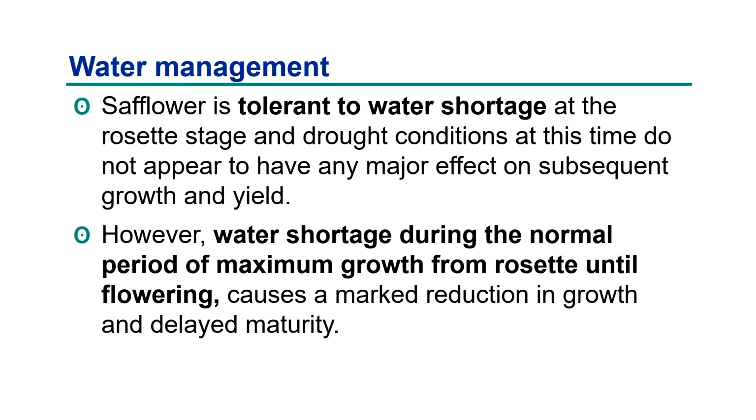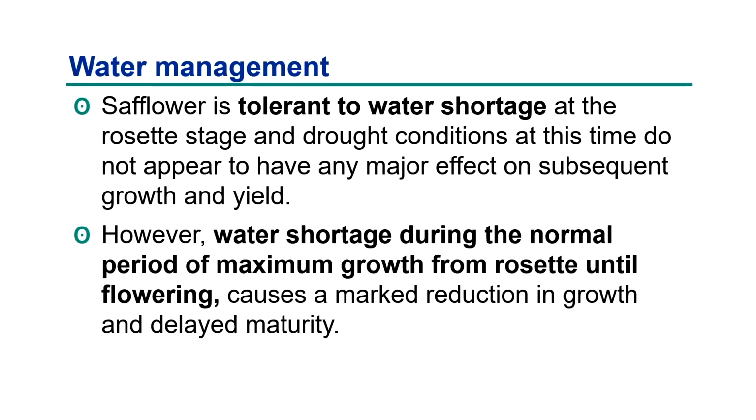Now after nutrient management, let us discuss the water management. As many of you could understand very well that safflower is mainly grown as a rain-fed crop, but it has also been found that supplemental irrigation can also lead to increased growth and improved yield of this crop. Safflower is tolerant to water stress at the rosette stage. This rosette stage is actually vegetative stage, and drought conditions at this time do not appear to have any major effect on subsequent growth and yield.